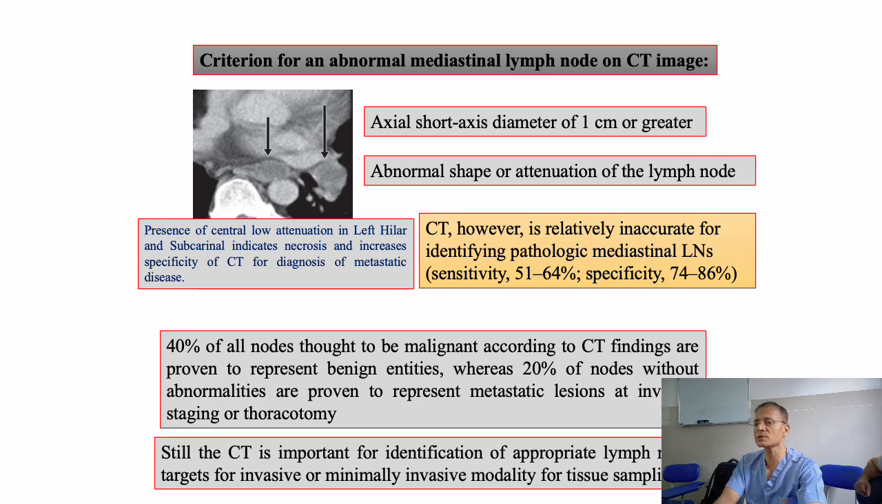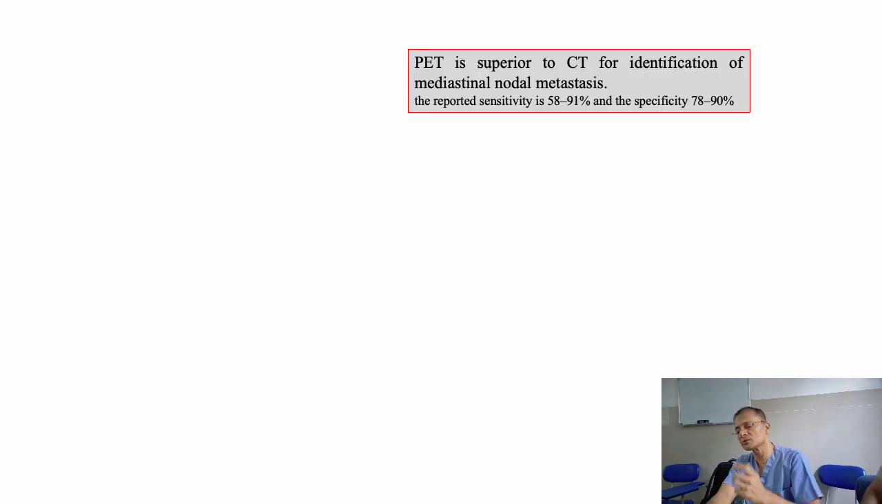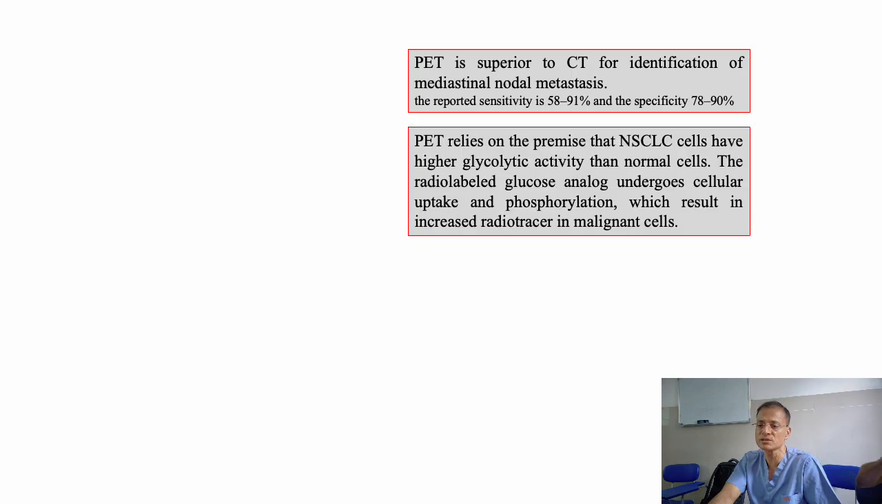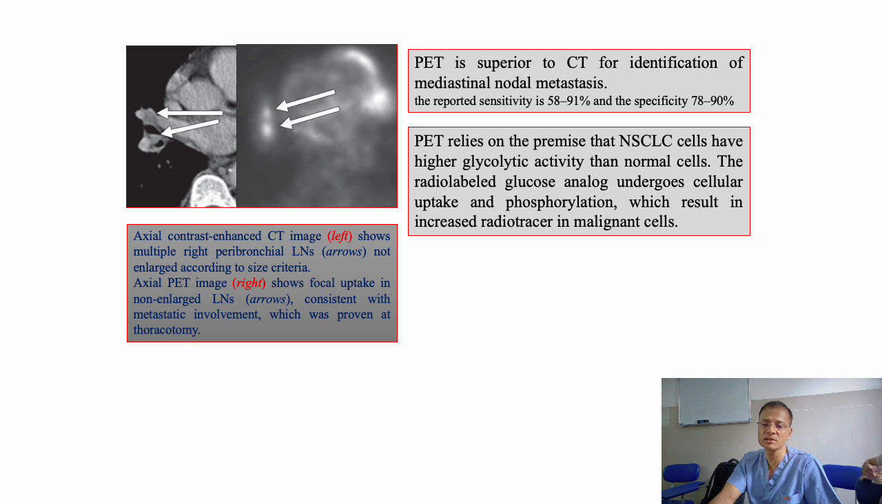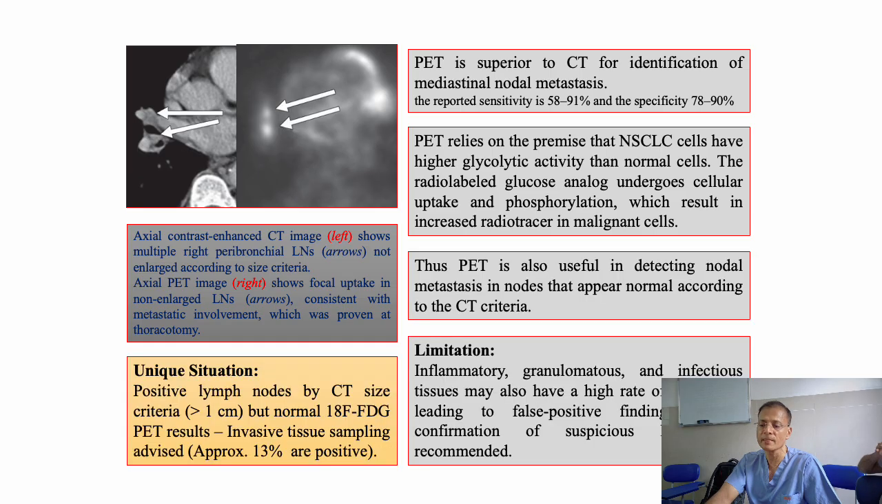In our countries, particularly, because of benign disease like tuberculosis or recurrent pneumonia or infections, the nodes could be benign rather than malignant. So we should always coordinate the clinical and radiological findings. Definitely, PET scan is superior to the CT scan. Its sensitivity and specificity are higher. As shown in this picture, these are the lymph nodes in the CT scan, and the PET highlights the high uptake in the PET scan.